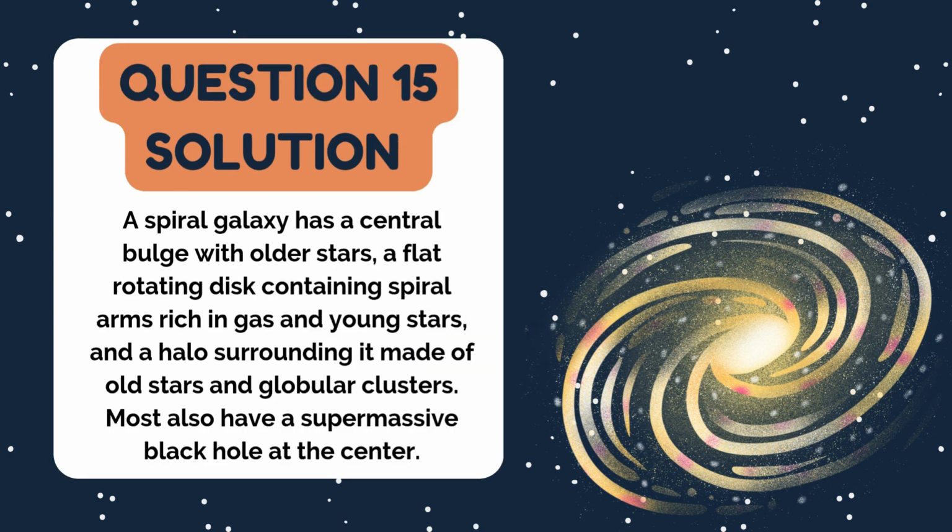Let's find out. A spiral galaxy has a central bulge with older stars, a flat rotating disk containing spiral arms rich in gas and young stars, and a halo surrounding it made of old stars and globular clusters. Most also have a supermassive black hole at the center.